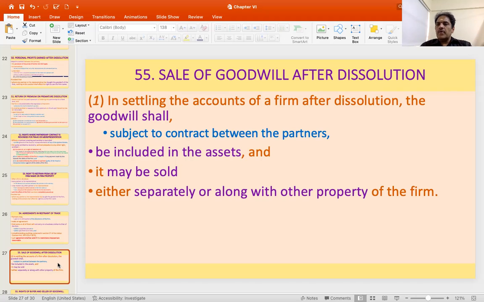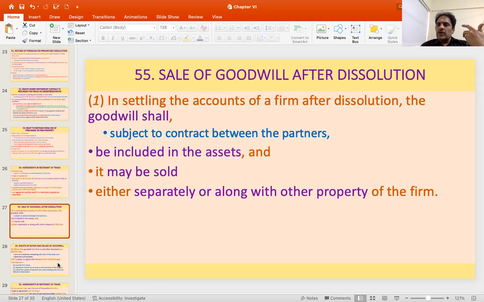So while selling the other property of the firm, I could also include goodwill in it and sell it, and use the proceeds that are coming out of it for paying out the third party liabilities, for paying out advances, for paying out the partner's capital, and finally for distributing the surplus in accordance with the shares of the partners as per the profit share mechanism.